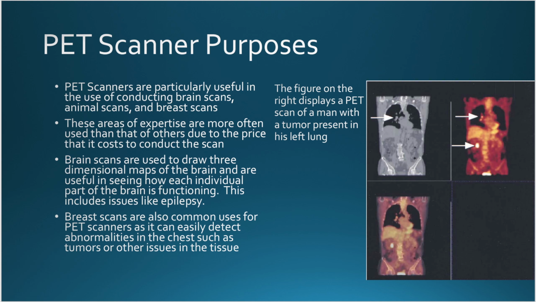On the right, we can see a PET scan of a man who has a tumor present in his left lung. As I was talking about earlier, this is from I think around the late 90s to early 2000s, and you can see that the image is not very high resolution, but you can see that there is an obvious abnormality in the lumps inside of his chest.